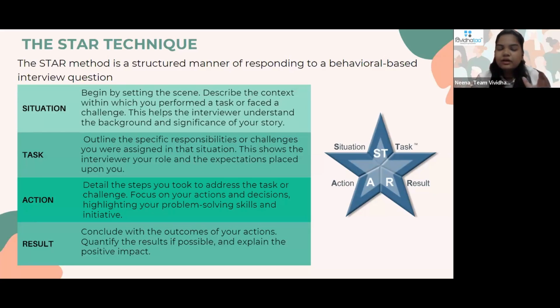Then action: detail the steps you took to address the task or challenge. What was your course of action? What was your action plan? How did you solve it? What were your problem solving skills and your initiative?